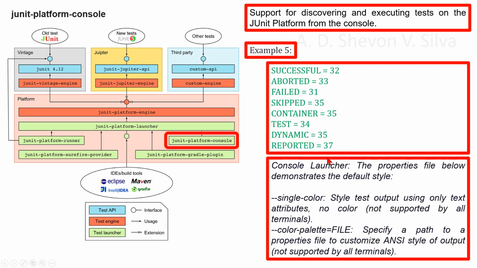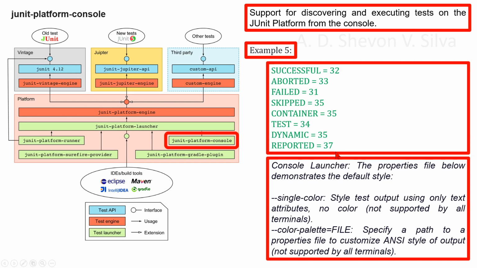As an example 5, we can consider color customization in the console launcher. The properties file here demonstrates the default style. The single color style tests output using only text attributes, no color, not supported by all terminals. Color palette equals file specifies a path to a properties file to customize the style of output, not supported by all terminals.